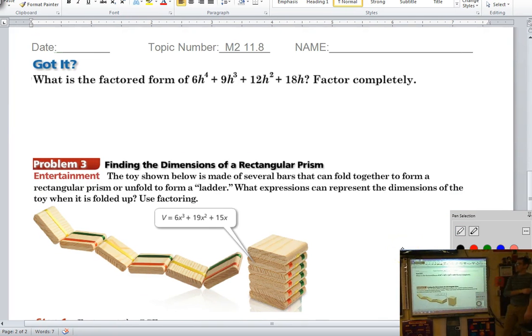So try this on your own. Now you can change the order of it if you really want, because you might notice the 6 and the 12 could work well together, and the 9 and the 18 could work well together. Or you can leave it how it is, and use the 6, 9, and the 12, 18. Couldn't you factor something out of all of them? 3. But still, you can change the order if you want to.